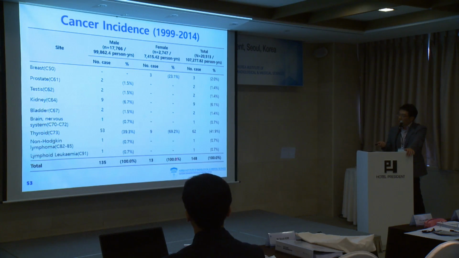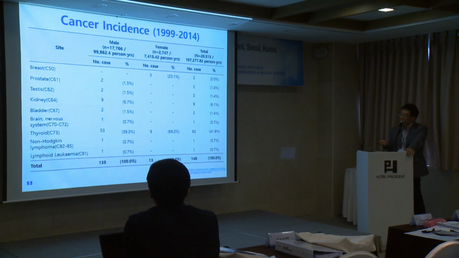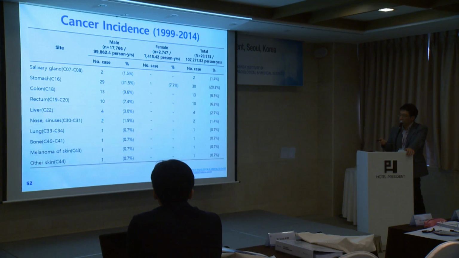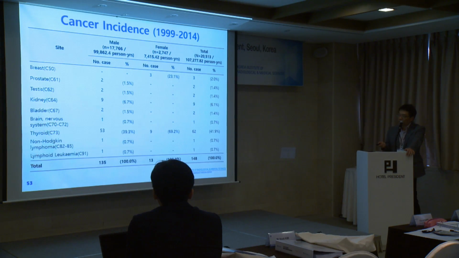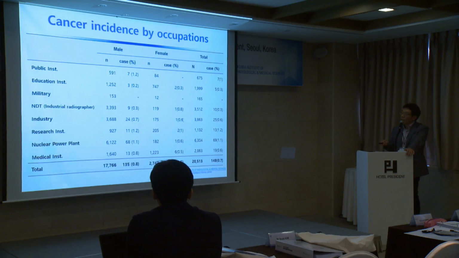So this is the cancer incidence of our cohort. In total, 148 cancer cases were observed. Stomach cancer is about 20% and colon is 8%. The majority cancer is thyroid cancer, which is 42%. So this is cancer incidence by occupations. As you can see, there are not many differences among occupations.